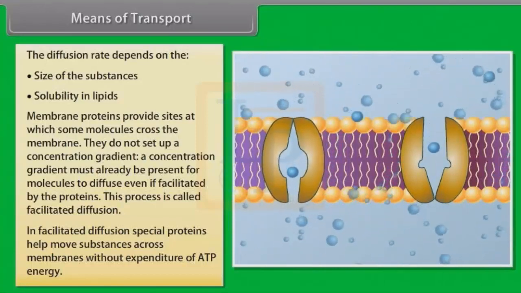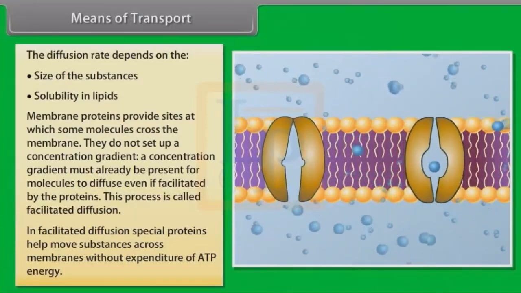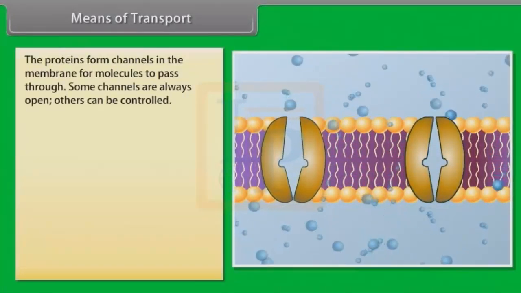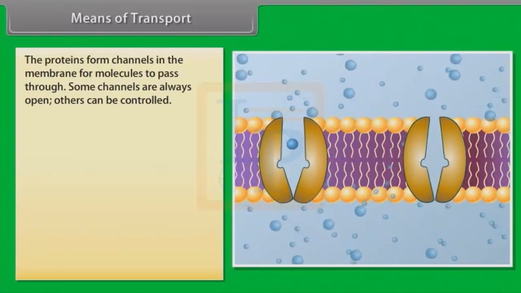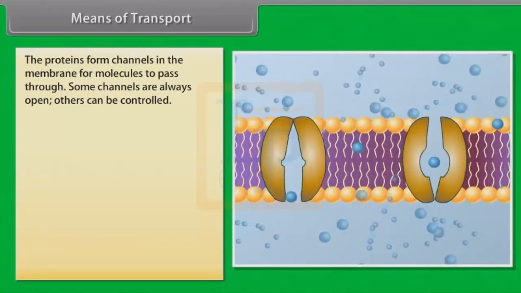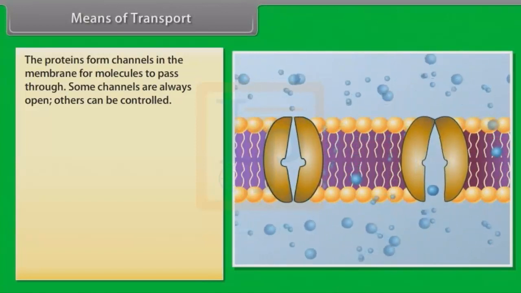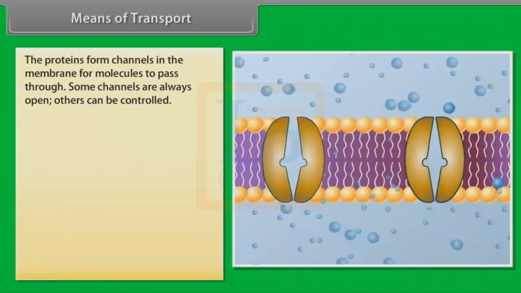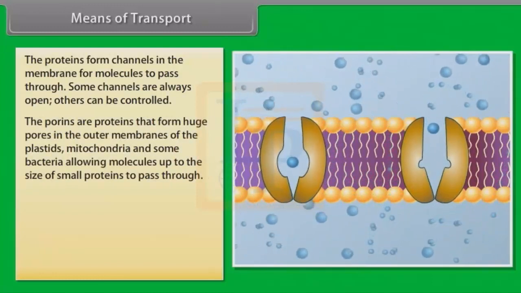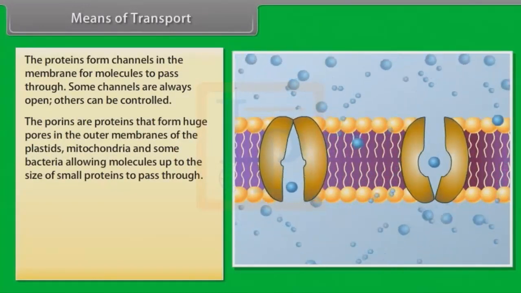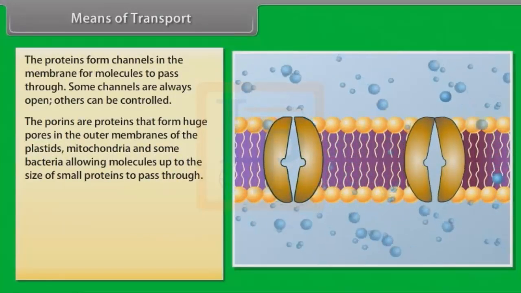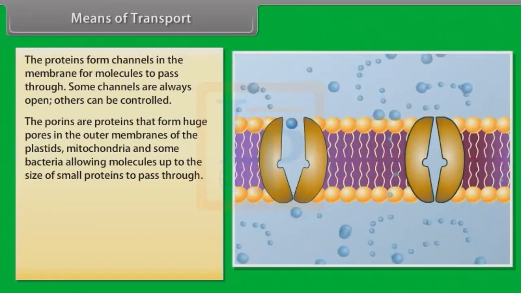Facilitated diffusion is very specific. It allows the cell to select substances for uptake. The proteins form channels in the membrane for molecules to pass through. Some channels are always open, others can be controlled. Some are large, allowing a variety of molecules to cross. The porins are proteins that form huge pores in the outer membranes of the plastids, mitochondria, and some bacteria, allowing molecules up to the size of small proteins to pass through.